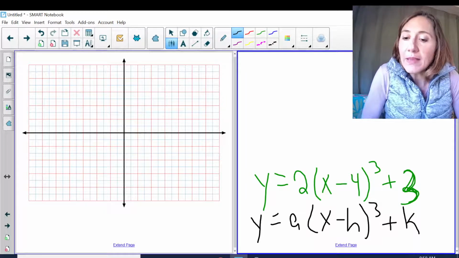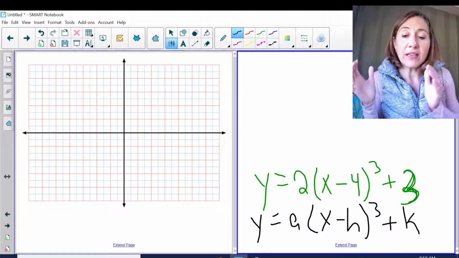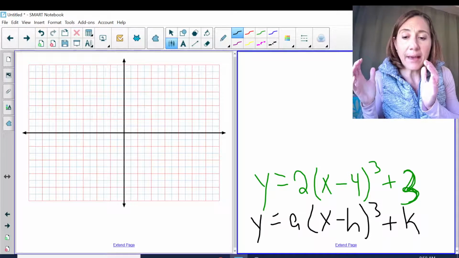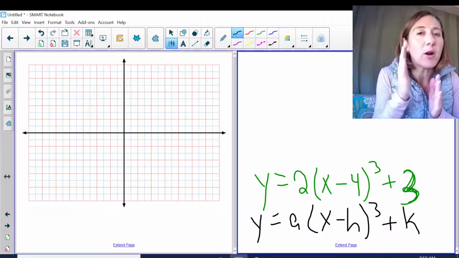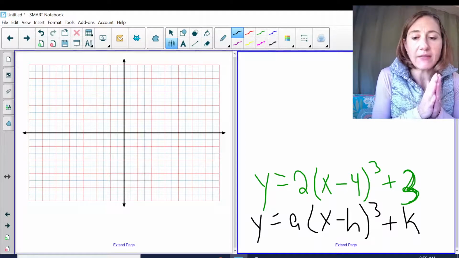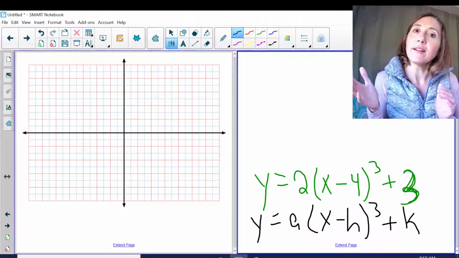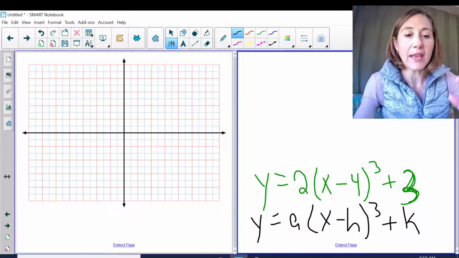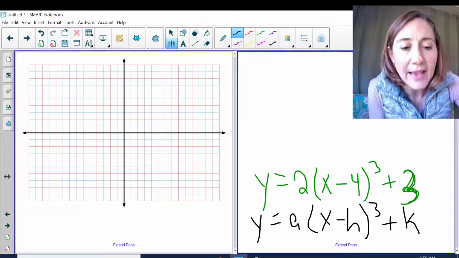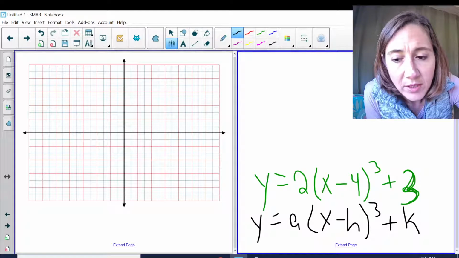So what would our h value be in this case? Yeah, it would be the 4. Okay, so we're going to shift this S, this cubic, 4 steps to the right. It would be a positive 4 because the minus is part of the setup of the transformation here. So we're going to go 4 to the right. The k, what does the k do? Yeah, the k shifts up and down, and so it's a plus 3, so we're going to go up 3. So that inflection point of the S is going to go 1, 2, 3, 4 to the right, and then 1, 2, 3 up.